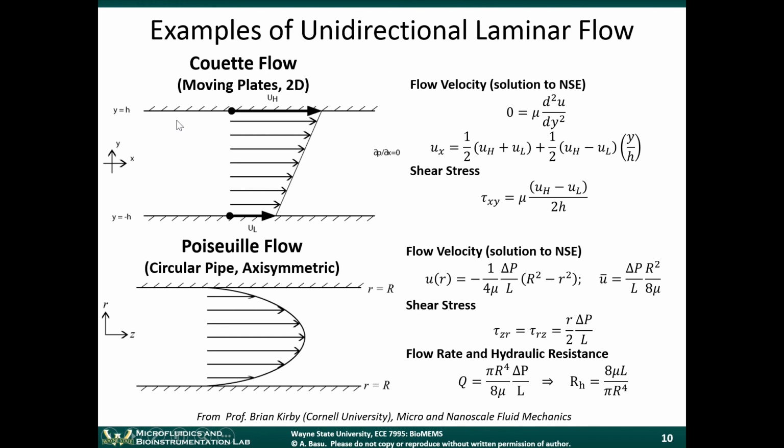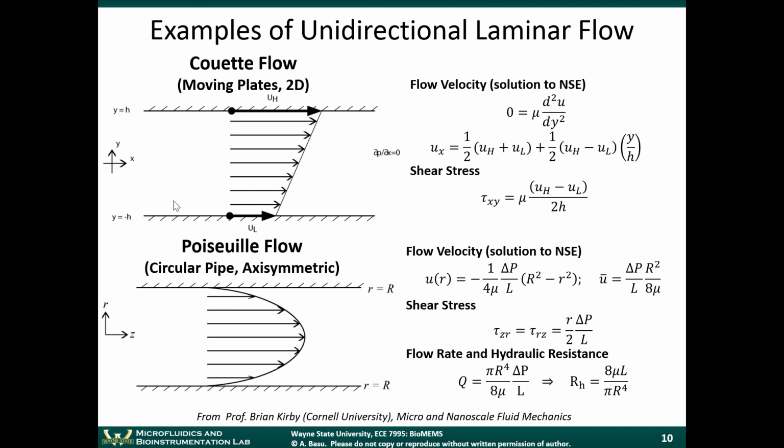There are a couple of types of flows which fluids engineers talk about as very canonical and basic types of flow. One type of flow is called Couette flow. This is where you have moving plates. If you have a thin fluid layer with two plates on either side of it, and you move one of the plates, the fluid is going to move with the plate, right?